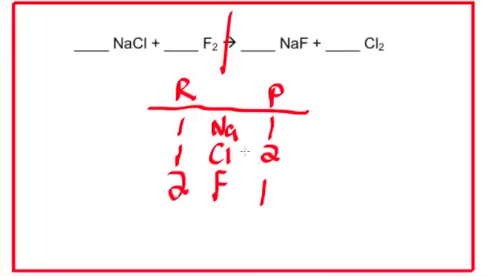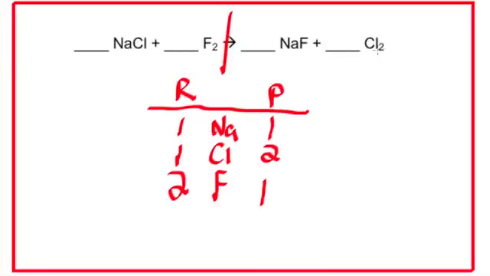Quick review, always do oxygen last, hydrogen second last, and if you have polyatomic ions you can move them together. We don't have any of those, so you can balance this however you want. I'm simply going to go in the order we have them. Chlorine is first up, so there's 1 on this side and 2 on that side.